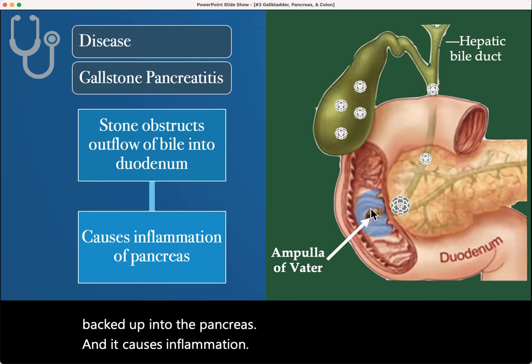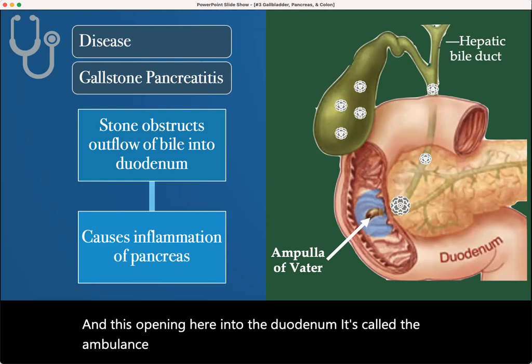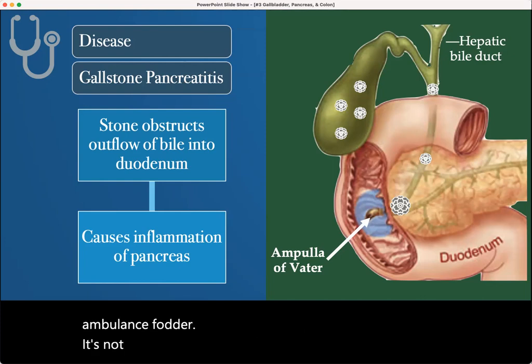And this opening here into the duodenum is called the ampulla of Vater. It's not ambulance fodder, it's ampulla of Vater. Please don't look at the subtitles on this particular slide.